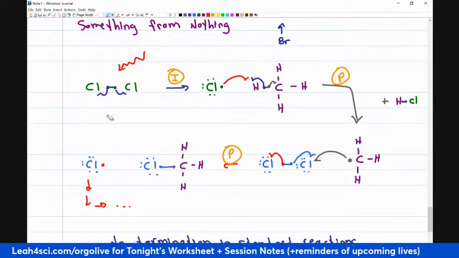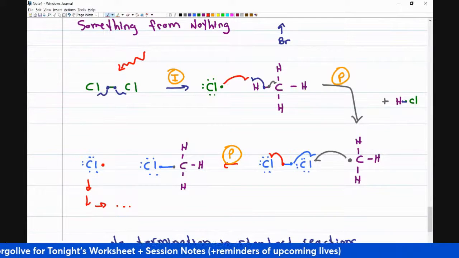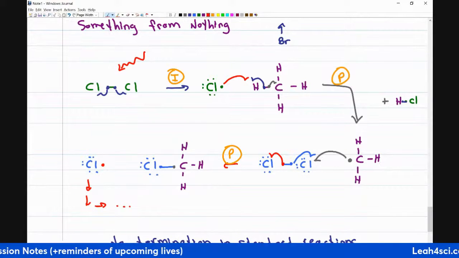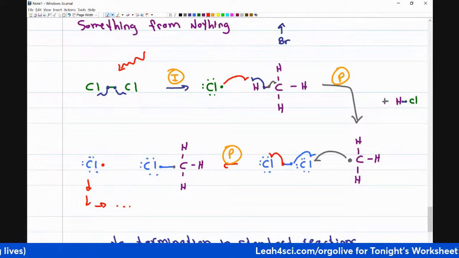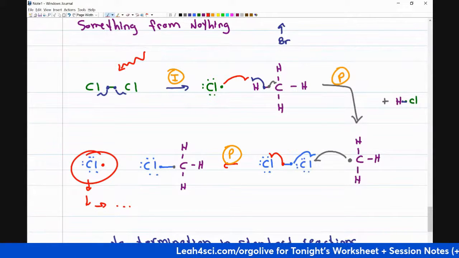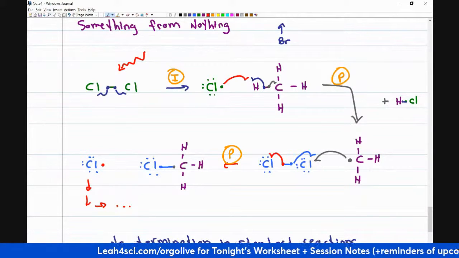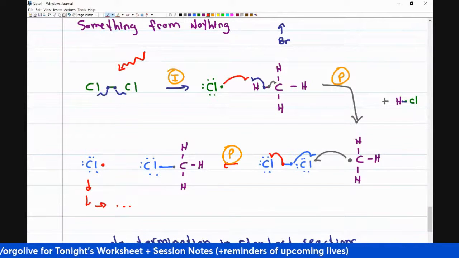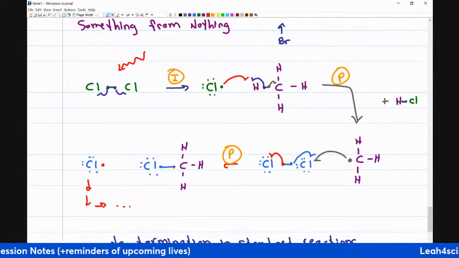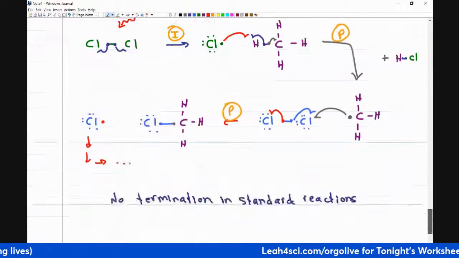Once we form a radical, if you think about what you have in solution, thousands and millions of molecules and a tiny fraction of radicals, you have that one radical looking for a molecule. But the chance of a radical finding another radical is going to be very, very low. Because there's so few of them, the radical is much more likely to bump into a non-radical.